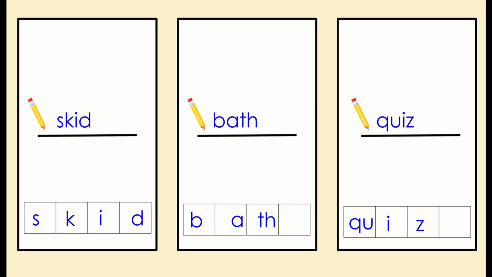Let's check your spelling. The first word was skid. Skid. S-K-I-D, skid. The second word was bath. Bath. B-A-T-H, bath. And the last word was quiz. Quiz. Q-U-I-Z, quiz.